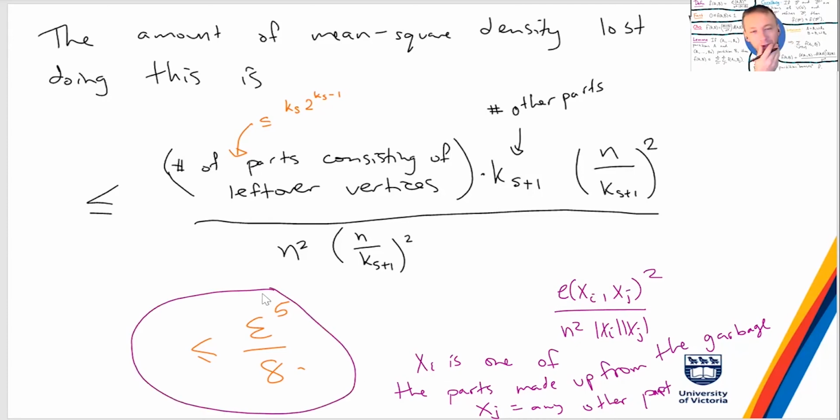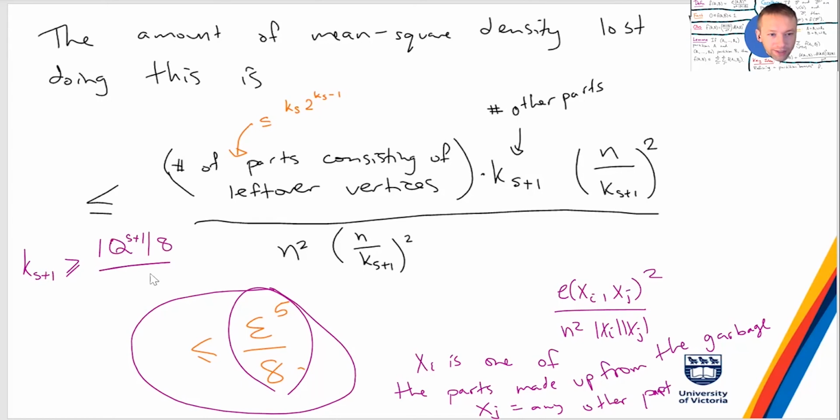But if you think about this, by putting all this garbage stuff together and breaking it up arbitrarily, the amount of mean square density you've lost is at most epsilon to the 5 over 8. And this comes from the fact that I picked KS plus 1 to be at least as large as the number of parts in QS plus 1 times 8 over epsilon to the 5. So that's where these numbers come from.